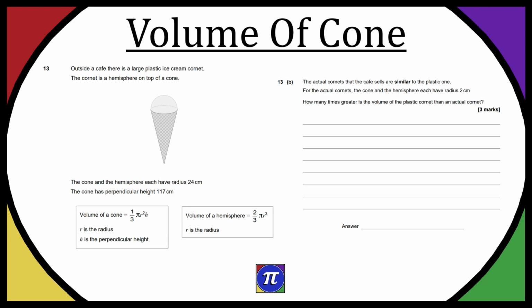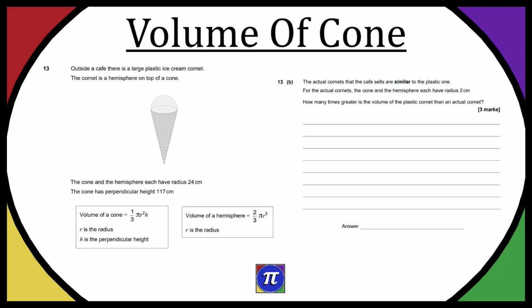So for me, what made sense was taking the volume of the cornet we found in part A, and then if we divide it by the volume of the smaller cornet, then we will work out how many times bigger it is in volume. So we just need to work out the volume of the smaller cornet first, as we know the volume of the bigger cornet from part A. And we are missing one crucial thing for this, and that is the perpendicular height of the smaller cornet.